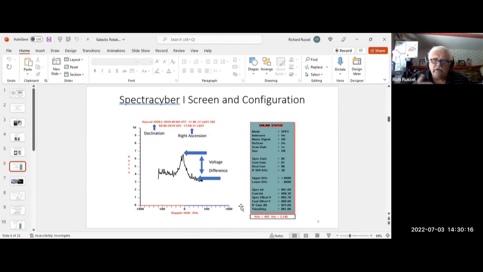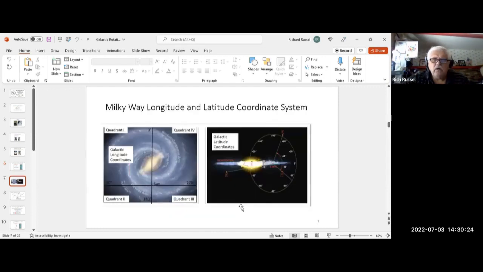But here I do all this in Excel, so I wanted to keep the raw data coming in kilohertz. Okay, shifting a little more to the galactic. What are we looking for? We're looking for the rotation rate of the galaxy.